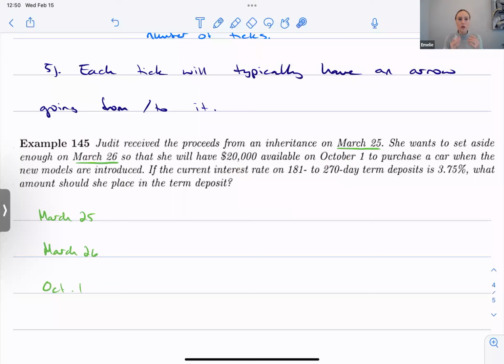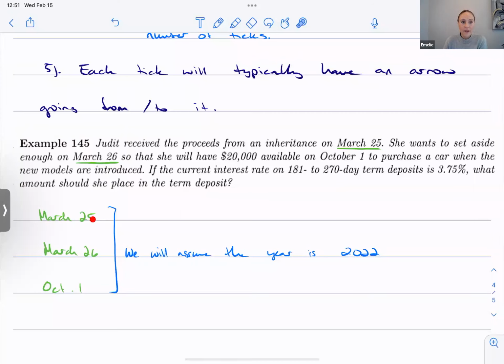Okay, and those are all the dates that are mentioned, right? They're not always dates, but often they are for these problems. What we're going to assume is the year was just last year, 2022. So this March 25th, I can put it on there, but nothing happened.